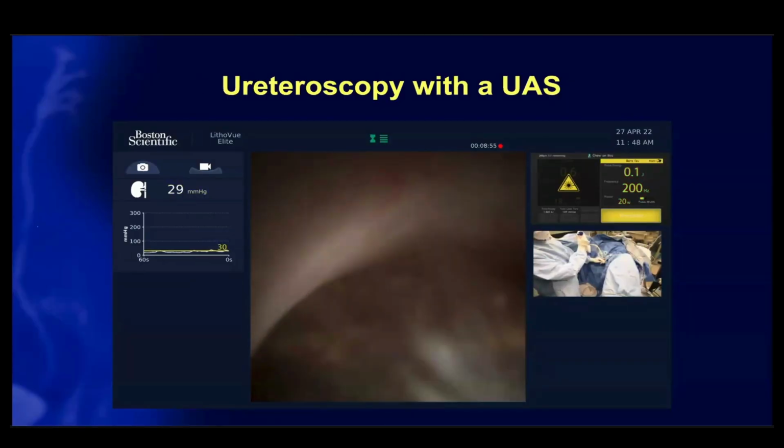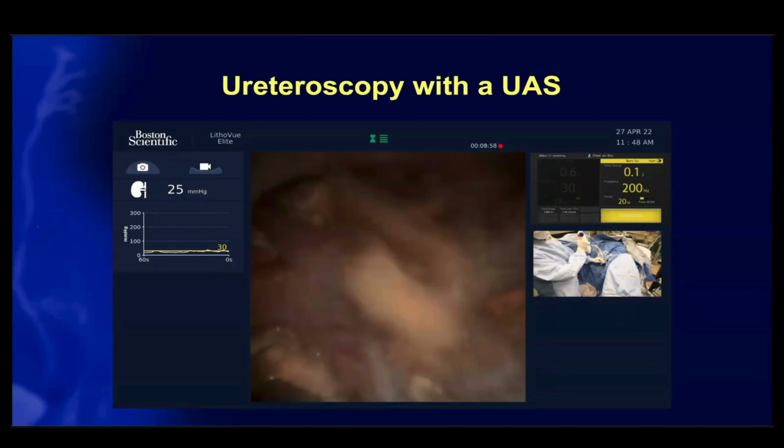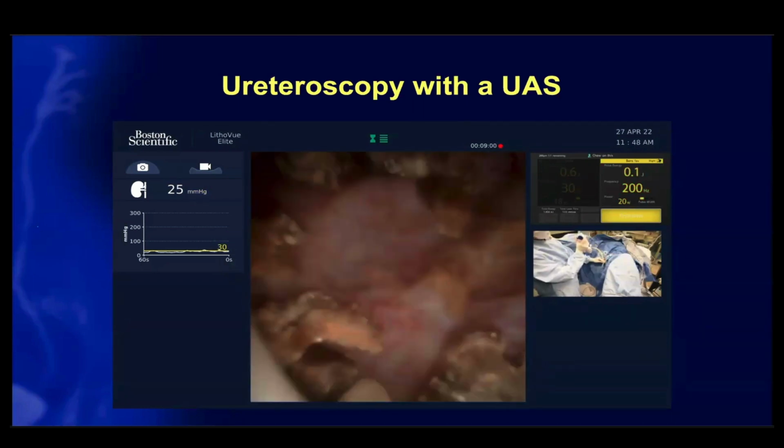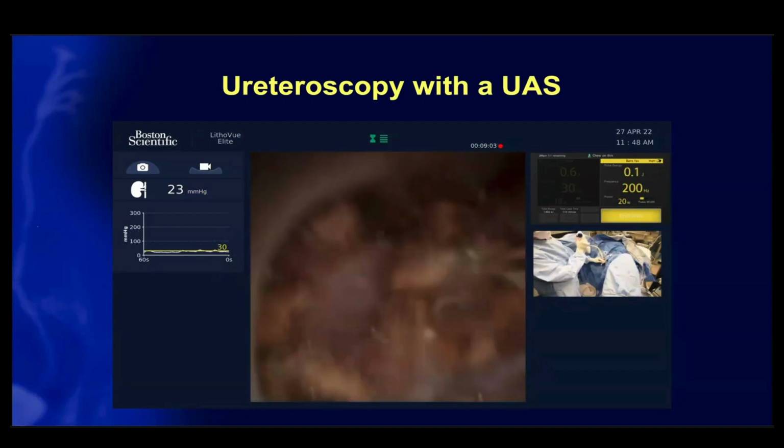And then this is one of my first cases. We're inside of a patient with an access sheath, lasering a large stone, and it's about 25 millimeters of mercury, and I couldn't get it above 30.